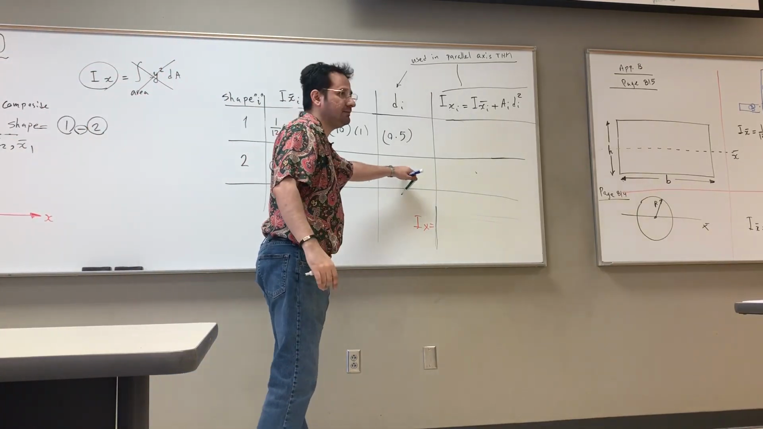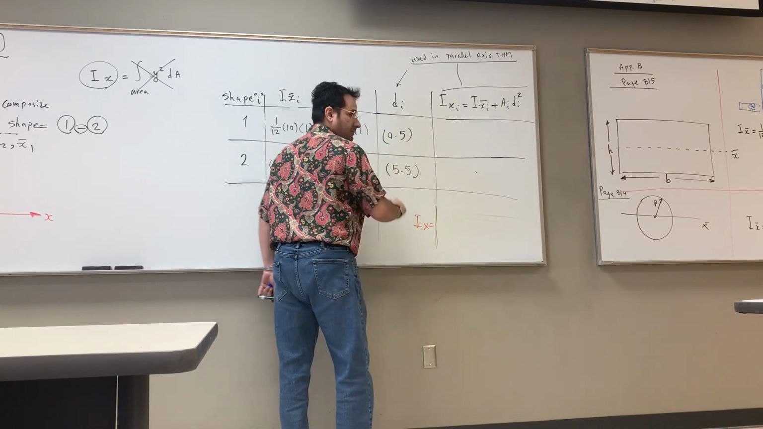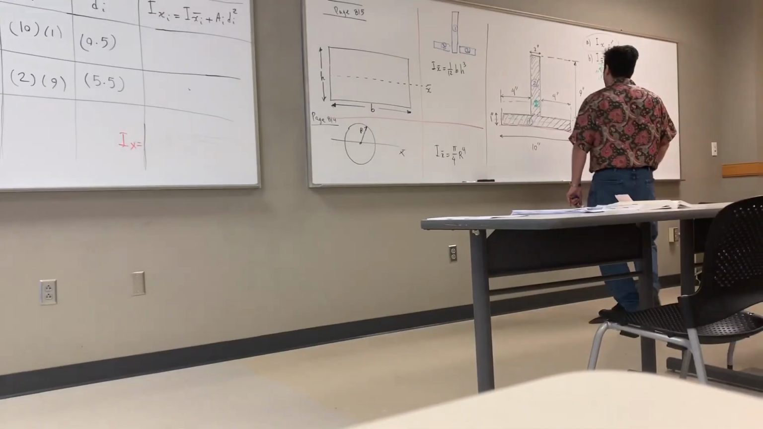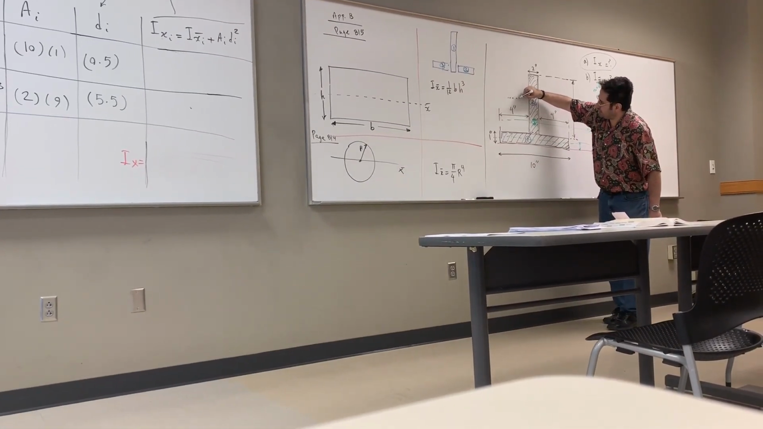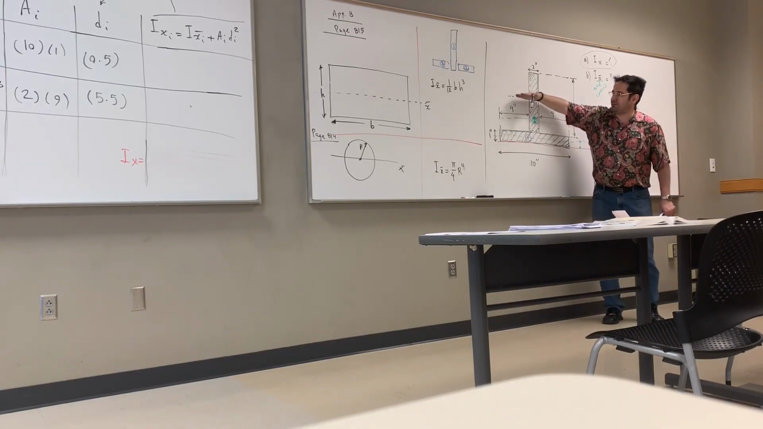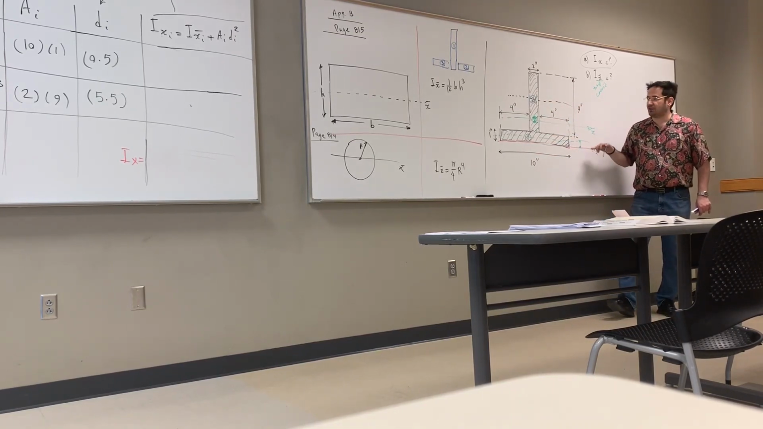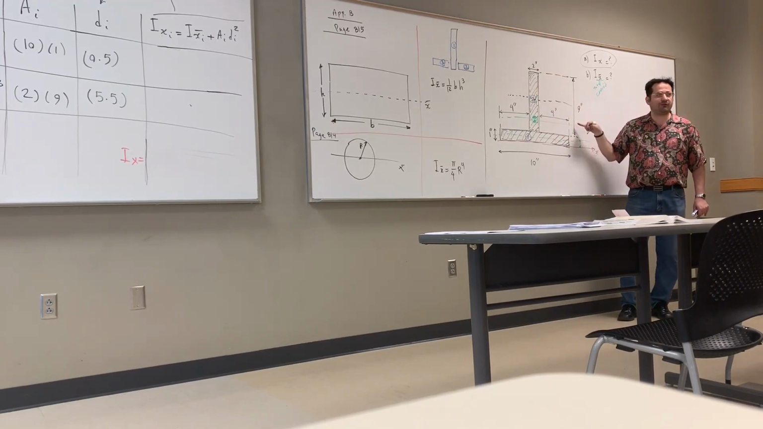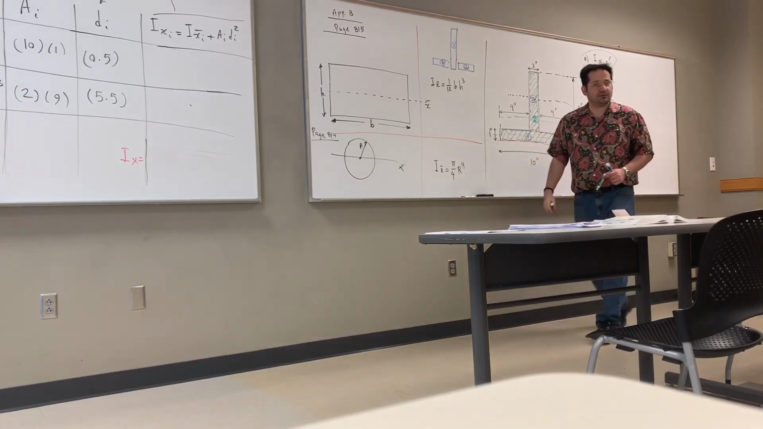So what should I put here? 5.5. 5.5, thank you. So why 5.5? Well, we go to shape 2, there you go. The local centroid is right here. This is local to shape 2 only. The distance between this one and the one that I'm transferring to, from here to here, the entire thing is 9 divided by 2, which is 4.5, plus 1, 5.5. You see?